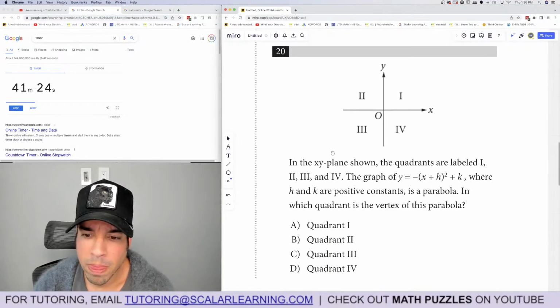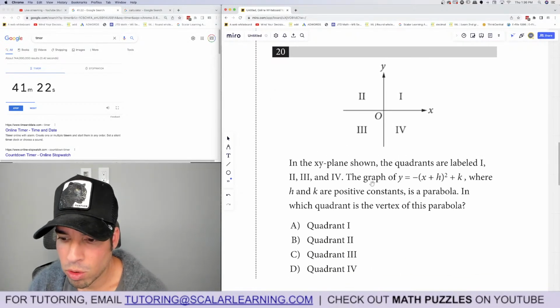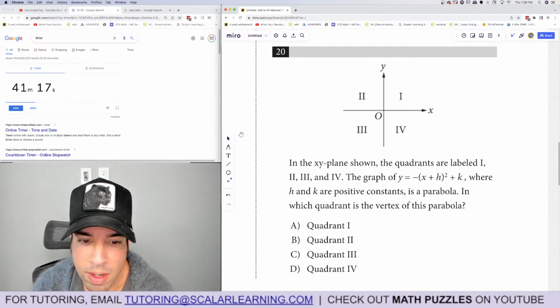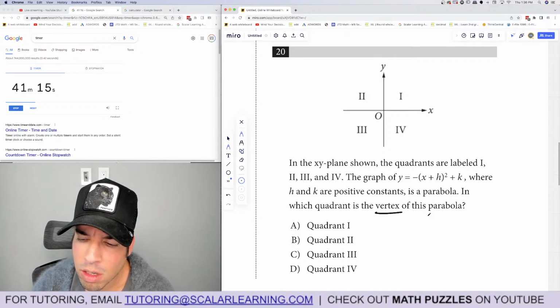20. The XY plane quadrants are labeled 1, 2, 3, 4. The graph of y equals negative (x plus h) squared plus k, where h and k are positive constants, is a parabola. In which quadrant is the vertex of this parabola?